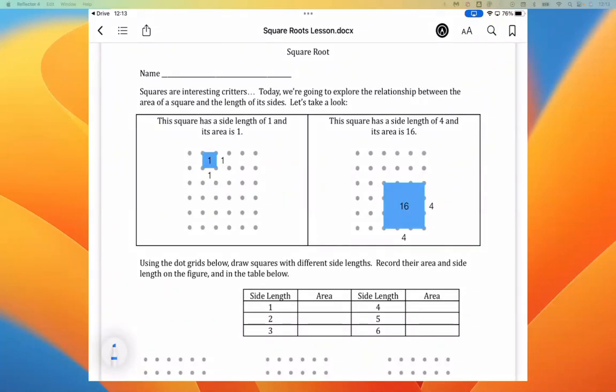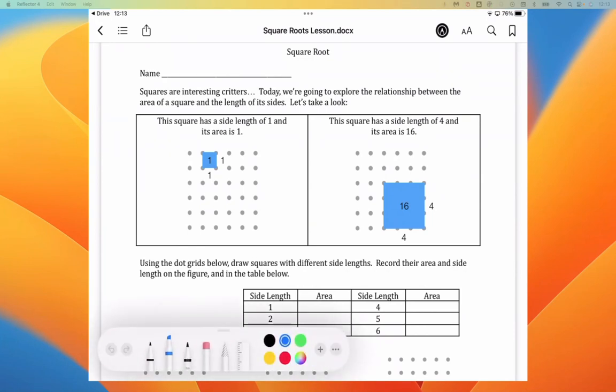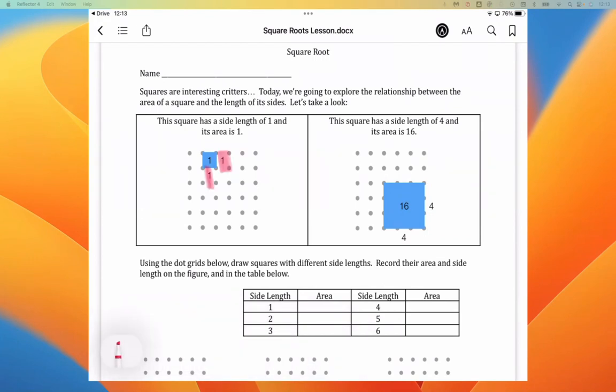So we've got here our squares, interesting critters. Today we're going to explore the relationship between the area of the square and the lengths of its sides. Let's take a look. So this first square here has side lengths of 1. We can see that that side length is 1 and that side length is 1, and that the total area of the square is 1.